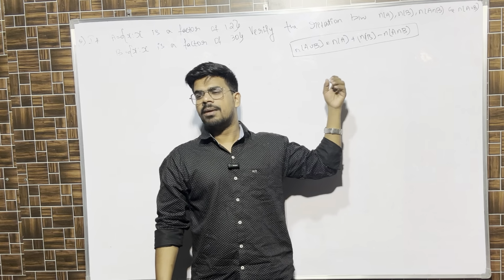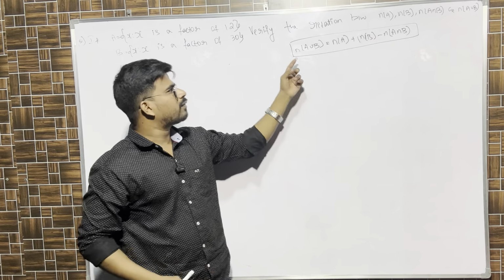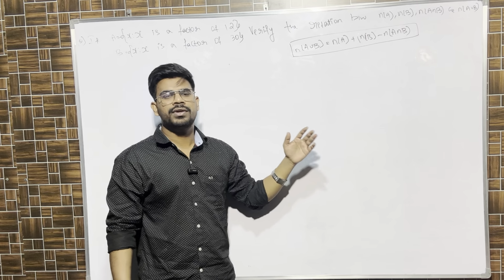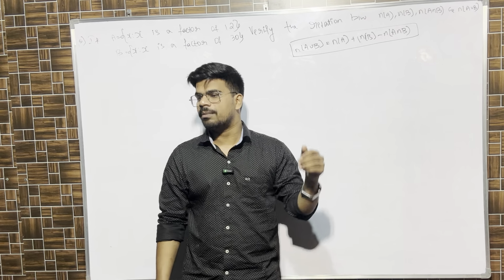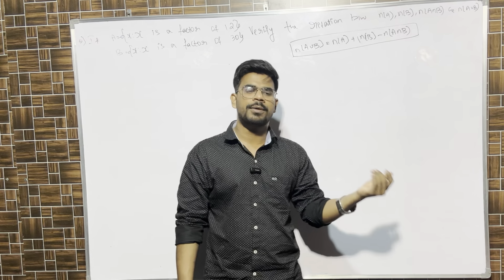What is this n? n is nothing but the number of terms. Cardinality number we call that. So n of A is the number of terms in A, n of B is the number of terms in B. For n of A union B, first you have to do A union B, then find the number of terms in it. For n of A intersection B, first find A intersection B, then find the number of terms in it.